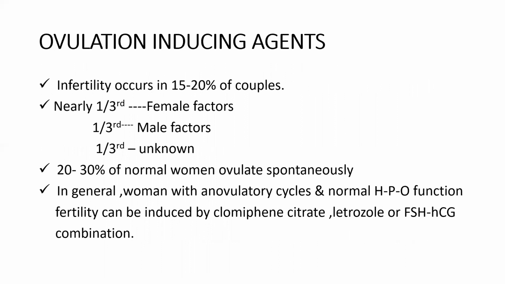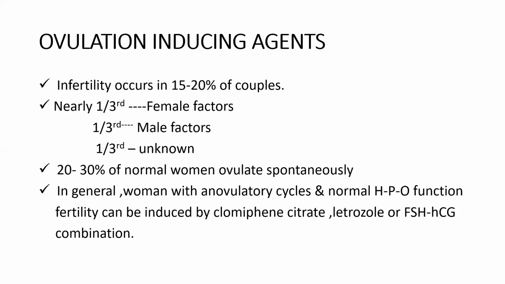Coming to the ovulation inducing agents. Usually, infertility occurs in 15 to 20% of couples. Nearly 1/3 of defects occur in the females, 1/3 in males, and 1/3 are unknown. Commonly, 20 to 30% of normal women ovulate spontaneously. But in general, women with anovulatory cycles, these anovulatory cycles are because of the lack of progesterone.